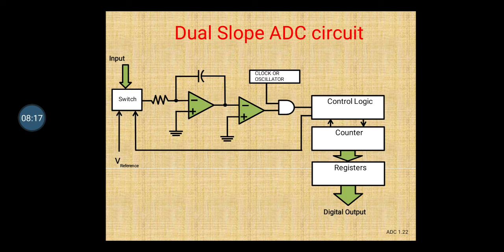Registers also we have studied in chapter 4. The register's function is to store the data for some instant of time. These are temporary memories, small memories, and whatever is stored in the register is nothing but your digital output. Now we'll see how it works.